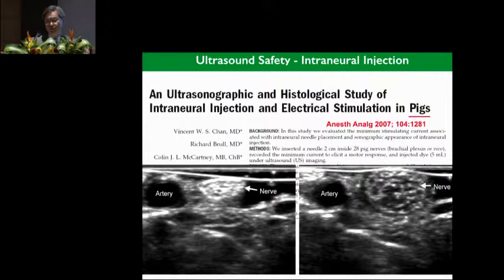Next is intraneural injection. We don't want the needle to be too close; in fact, the needle is now inside the nerve. How can we tell? With 1 or 2 mL of injection, you see the nerve swell up. That is very clear.